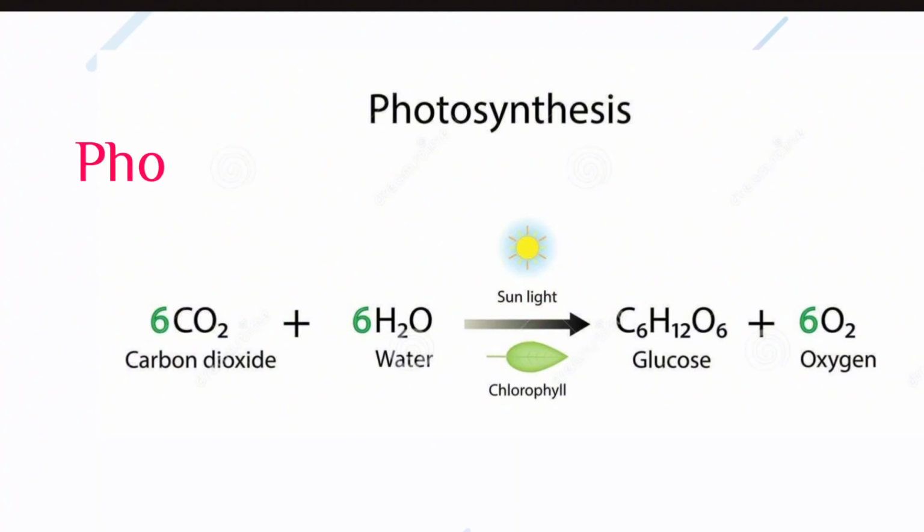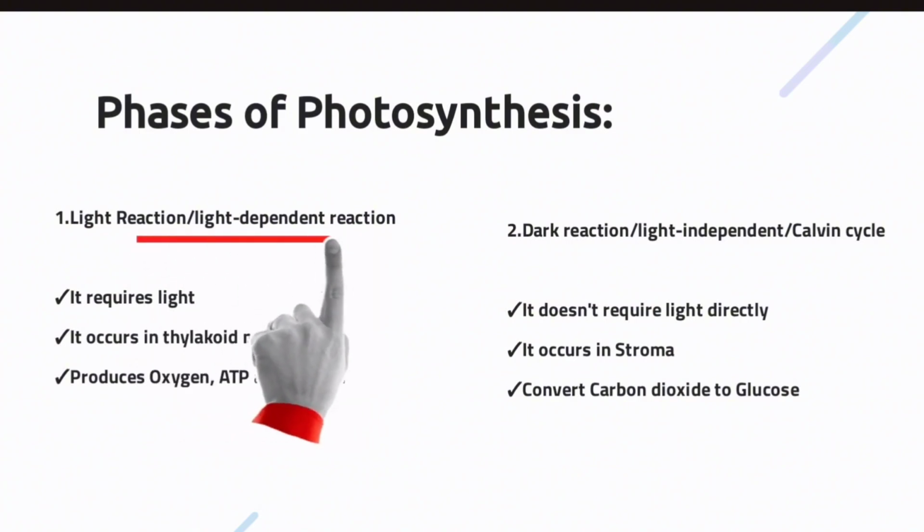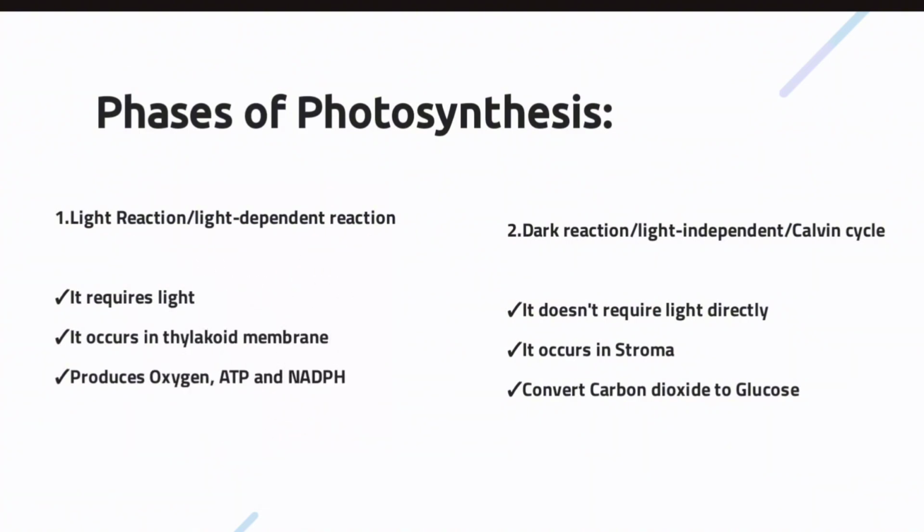This is called photosynthesis. The phases of photosynthesis. So there are two phases of photosynthesis. Number one, light reaction or light dependent reaction. Number two, dark reaction, light independent reaction or Calvin cycle.